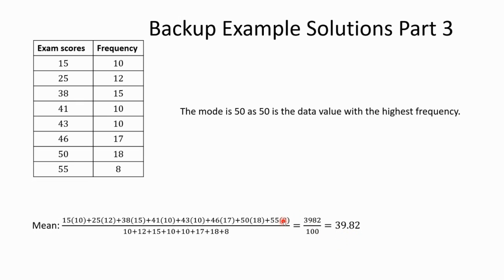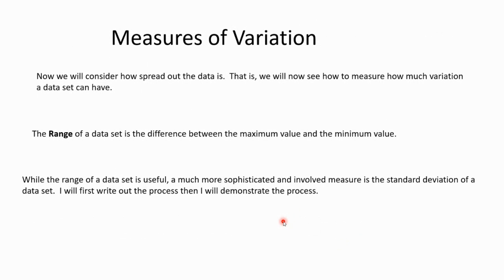Okay. So we looked at measures of central tendency. That is, we looked at what could be considered the center, how we would find the center, and we saw mean, median, mode. Well, here, what we're going to look at now is measures of variation. Essentially, as I have on this slide, we're going to consider how spread out the data is, how much variation there is. That's what we're going to be looking at.